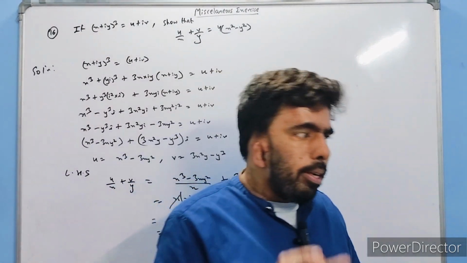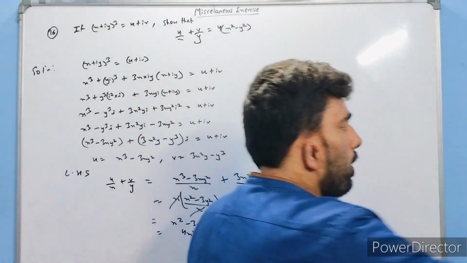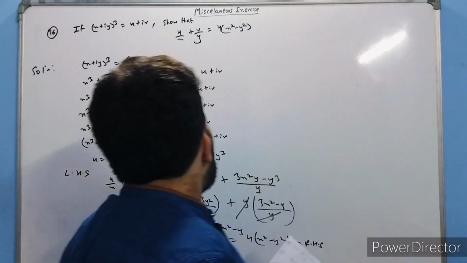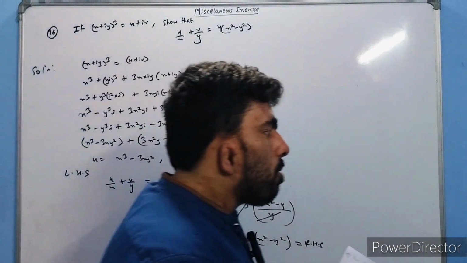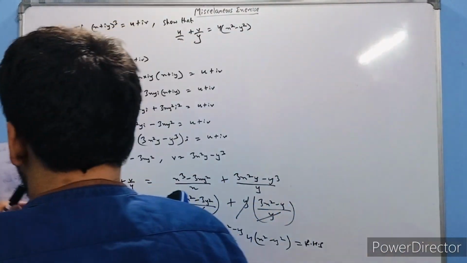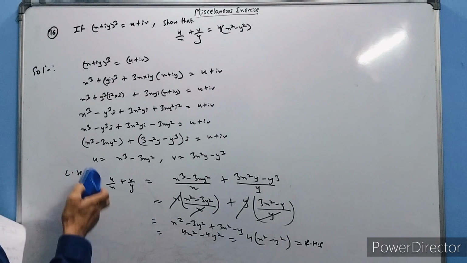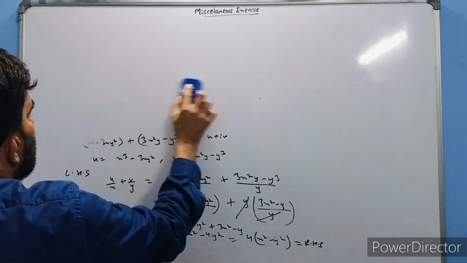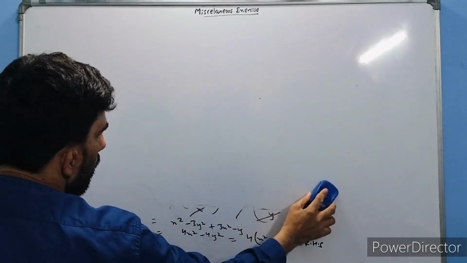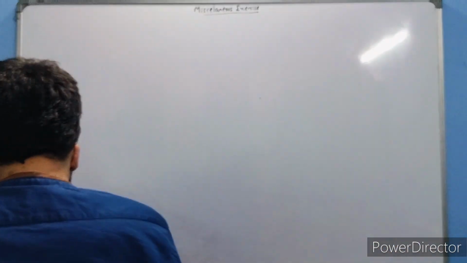Now let us try to solve the next question we have. I hope it's becoming clear to everyone, that is how we are able to solve numericals. This is the miscellaneous exercise from the complex numbers chapter I am solving. So I have just solved 16 questions. Now let us try to solve the 17th. What they have given, let us see. So what does the 17th question say?